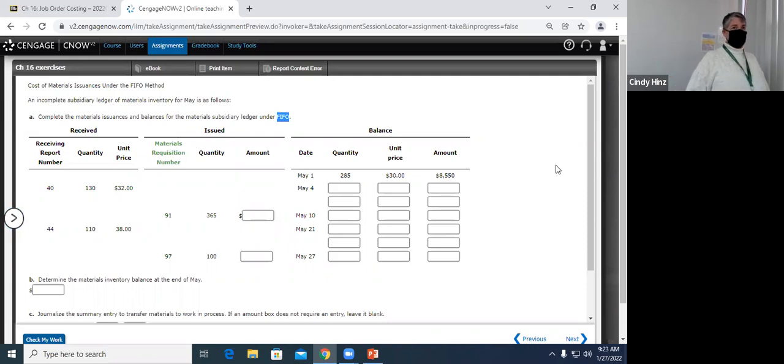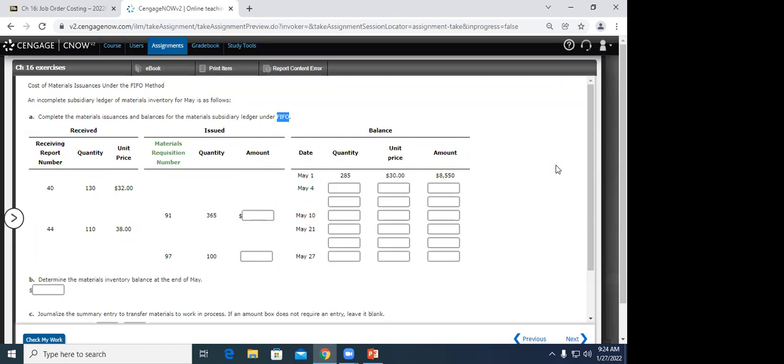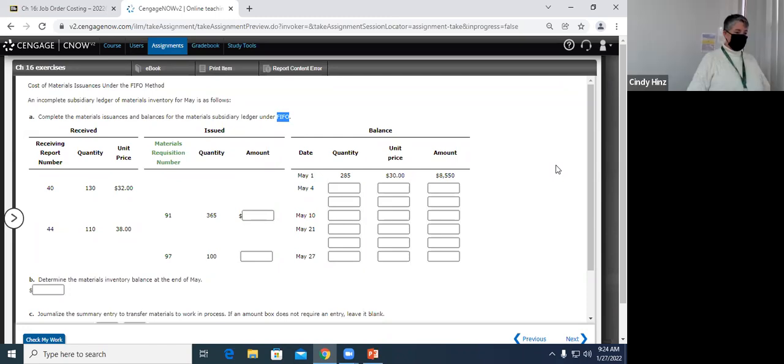So I told you last week when we started class that if you don't remember some of the information from financial accounting, I would always review it. And so that's something that I need to do here. FIFO, anyone remember what that stands for? It's from chapter 6 in financial accounting. And what does FIFO stand for? First in, first out. Perfect. First in, first out. I heard several people say it.